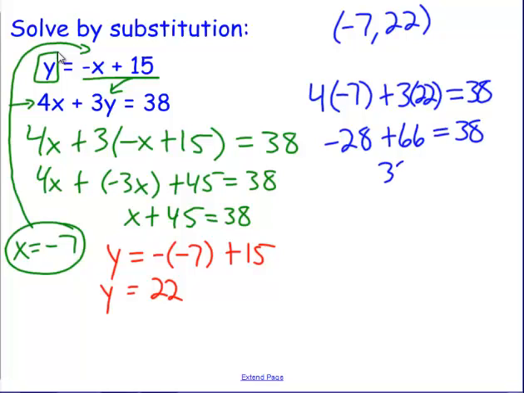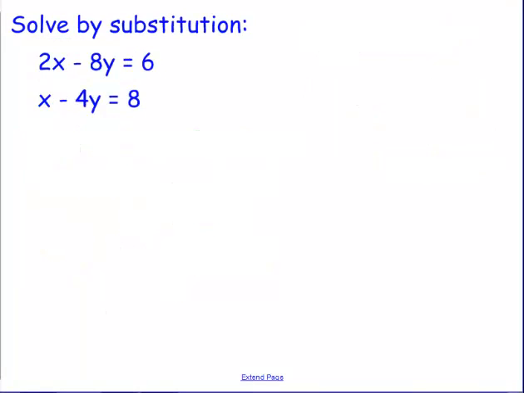And I check that and I say, hey, that absolutely is true. So it did work, and we do have one solution. That would be a consistent independent system with an intersection at negative 7 comma 22. Let's look at another example. This one takes a little more work.